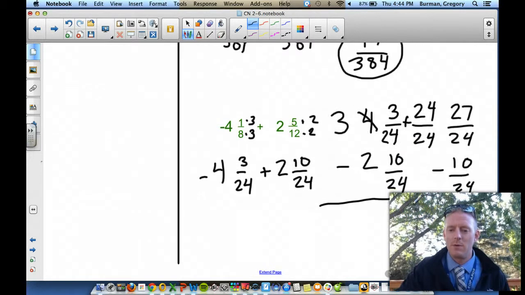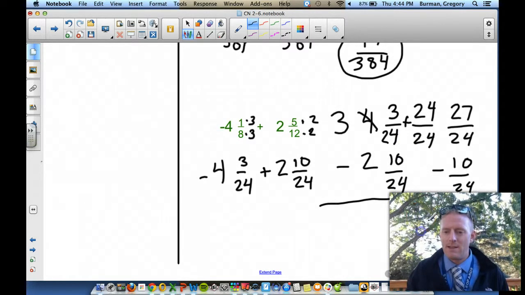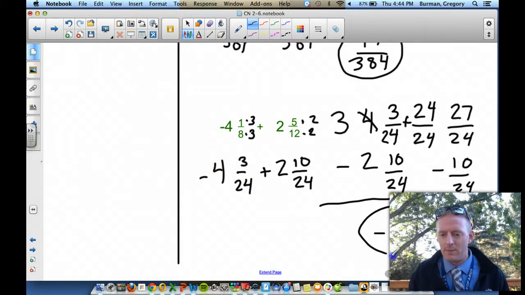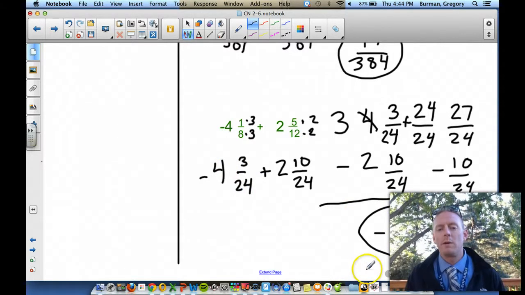I'm going to need a little bit more space here. So now I have 17/24, and 3 minus 2 is 1. The larger number was negative, so my answer is negative. Now that is one way we could have done this.